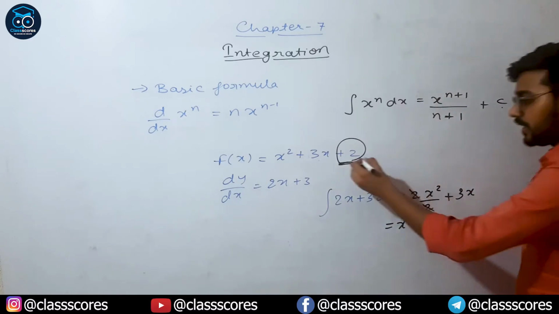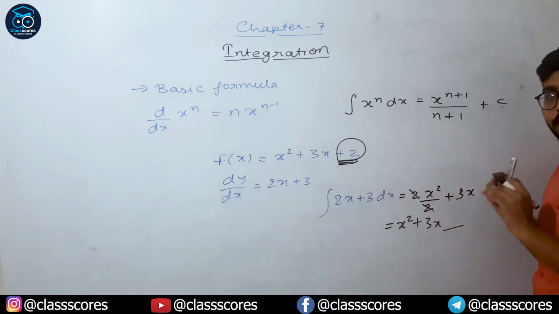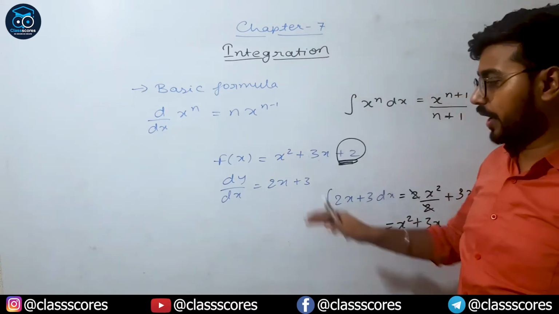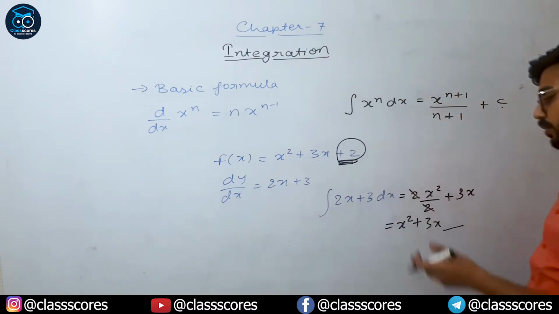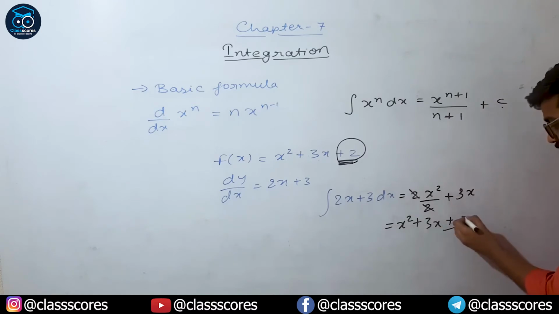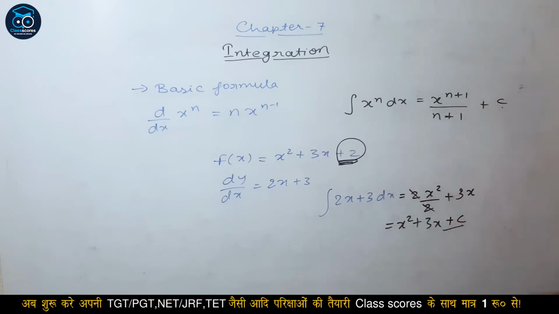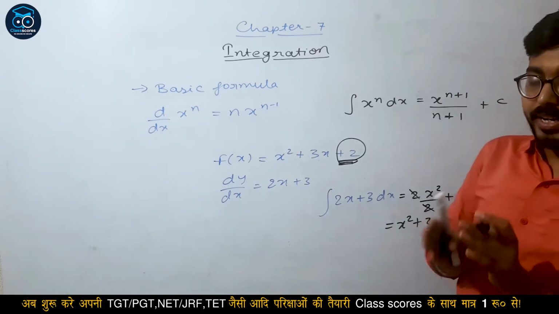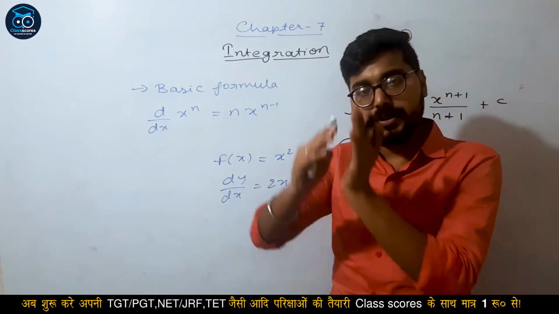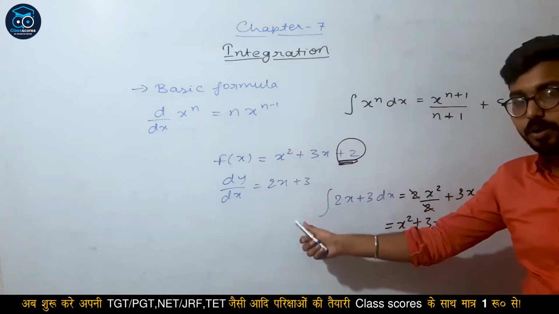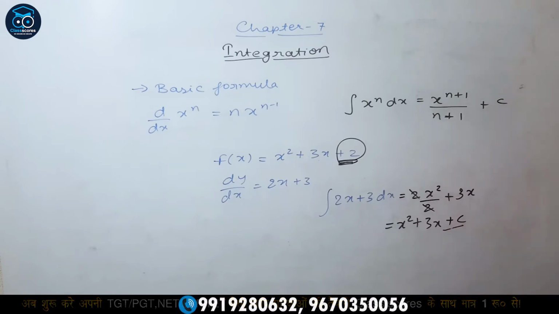So for balancing this constant, which already became 0 at the time of the derivative, we always need to add a constant c. So the c term balances the constant factor which will be eliminated at the time of differentiation. That's why indefinite integration always contains a constant. Okay?